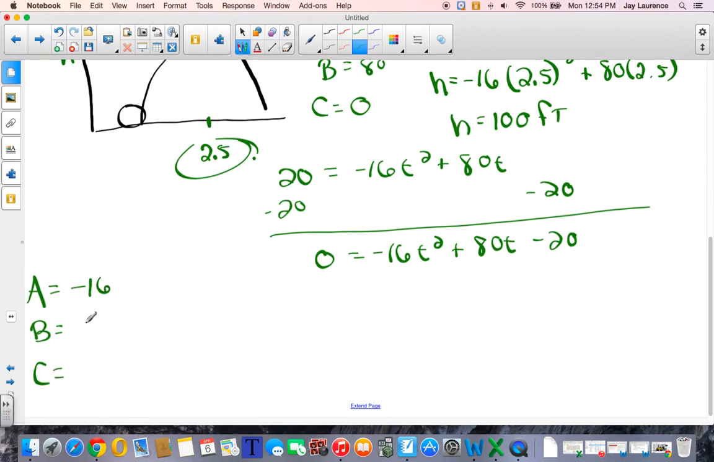So a is negative 16, b is 80, c is negative 20. I'll find my discriminant right away. Remember, the discriminant is b squared minus 4ac. This should all be old hat, all very simple to you. All right, 80 squared minus 4 times negative 16 times negative 20. So my discriminant is 5,120.